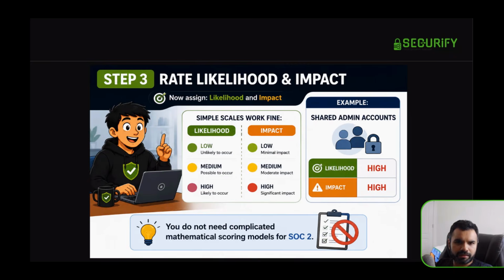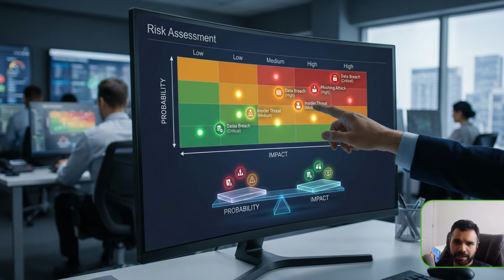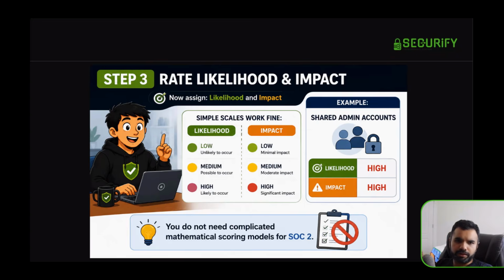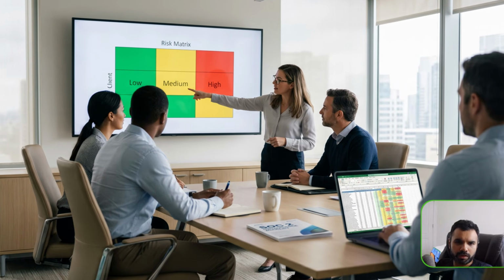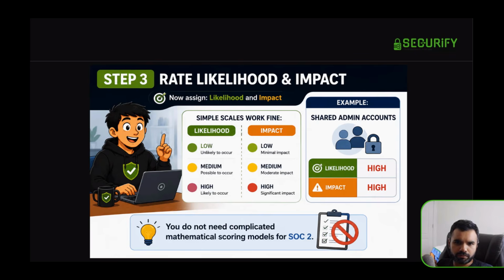Now once you identify the risks, the next thing is to assign the likelihood or probability and the impact. So what is the probability of this happening, and what would be the impact? Here again, you do not want to overcomplicate things. For SOC 2, a simple scale usually works perfectly fine. Use low, medium, and high for both impact and likelihood. If you want to add an extra layer, maybe you can do informational or critical as well.